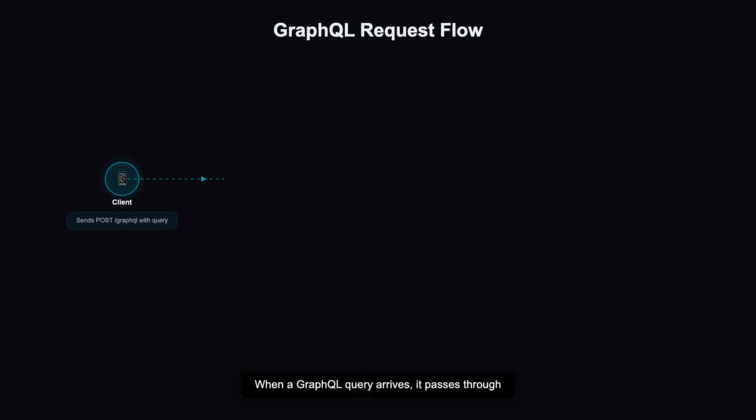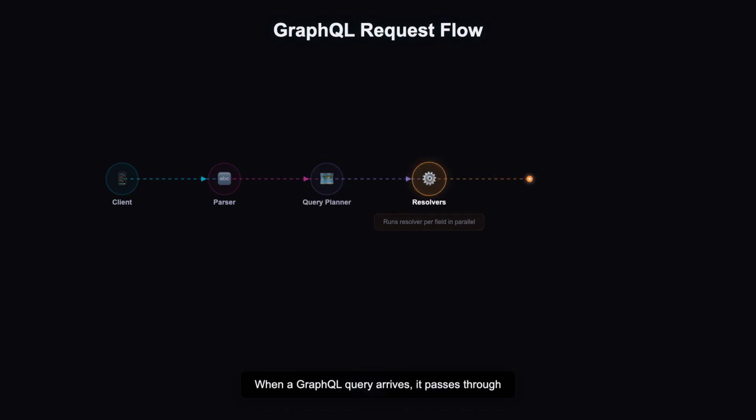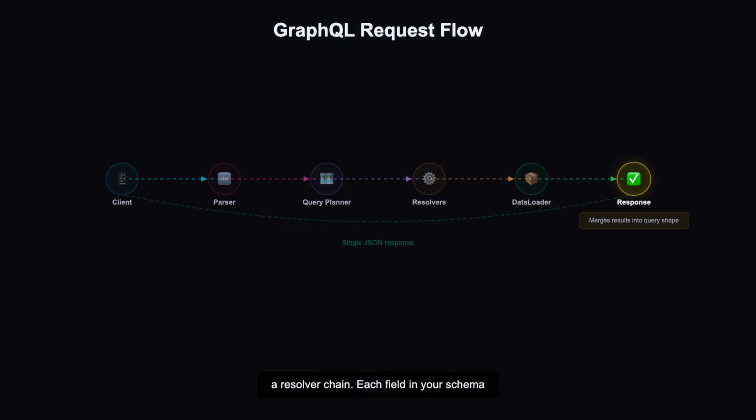When a GraphQL query arrives, it passes through a resolver chain. Each field in your schema maps to a resolver function. The GraphQL engine calls these resolvers, assembles the results into the requested shape, and returns a single JSON response.